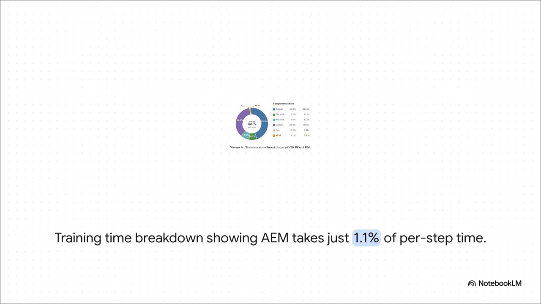AEM accounts for just 1.1% of the per-step computation time. Because AEM uses the data already generated during the AI's regular forward passes, it requires zero extra neural network rollouts. The computational overhead is virtually invisible. You are getting smarter, far more capable agents for practically free.